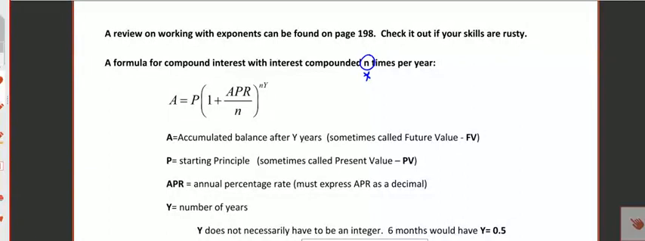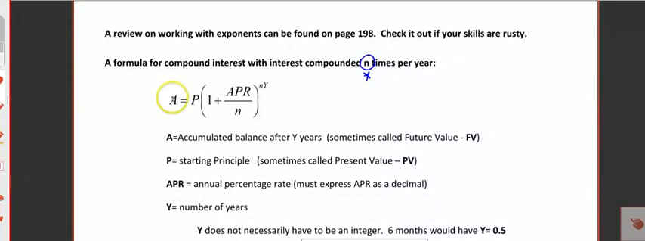So the formula looks like this. A is equal to P, then a set of parentheses, and inside that parentheses we have 1 plus a fraction. And that fraction is APR divided by N. We close that parenthesis, and that amount in that parenthesis is raised to a power. And that power is N times Y. Now remember, I'm going to give you the formula. You just need to know how to use it. And you need to know what these variables represent.